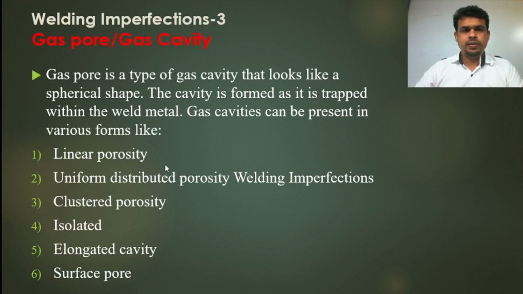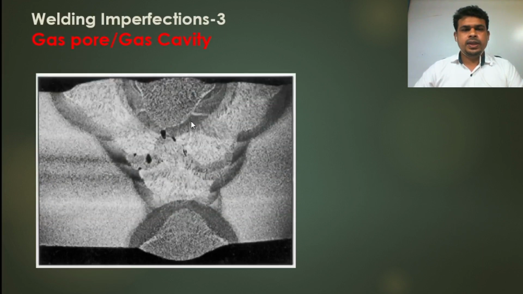You can see the weld metal, the welding area. Previously I already told you, and again I repeat: the gas pore looks like a spherical shape. The cavity is formed as it is trapped within the weld metal. When gas is trapped in the weld metal, only then do the gas cavities come out. You can see this is the weld metal. Inside the weld the gas was trapped, becoming the porous gas cavity or gas pore inside the weld.